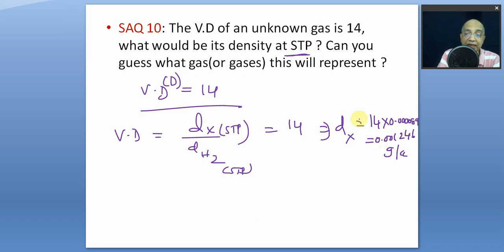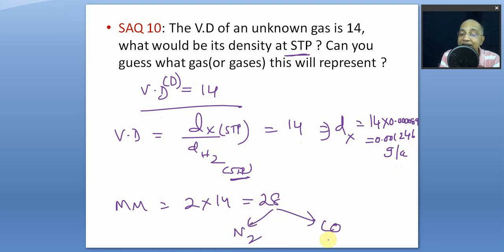What would be the density at STP? Because density of hydrogen at STP is known, the density of the unknown gas will be 14 times greater. That is this much. Now can you guess the gas? If Vd is 14, then its molecular mass will be 2 into 14, that is 28. So it could be either N2 or carbon monoxide. So I was just telling you in the previous question.